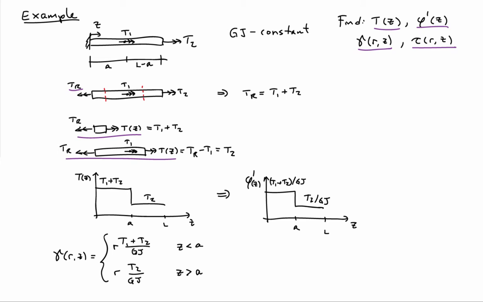I have R times T1 plus T2 over GJ for values of z less than A. And I have R times T2 over GJ for values of z greater than A. At A I have a jump, so I don't really know what's happening there. If I want the shear stress, I'm going to go ahead and multiply those values of the shear strain by G. So I'm going to get R times T1 plus T2 over J for small values of z, and for values of z greater than A, I'll have R times T2 over J.